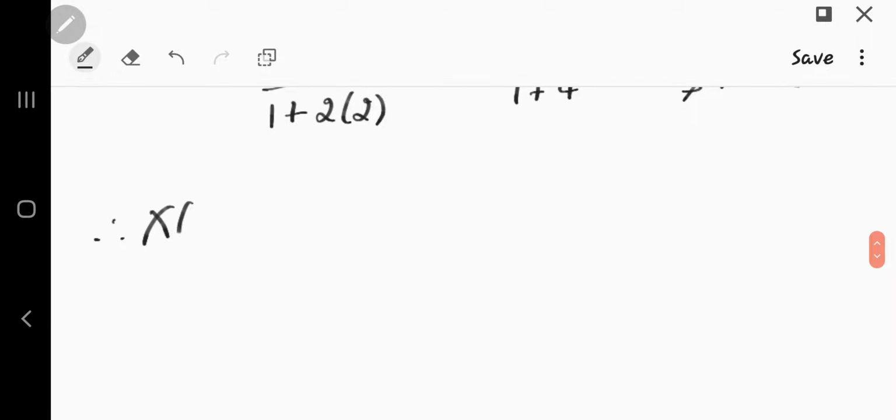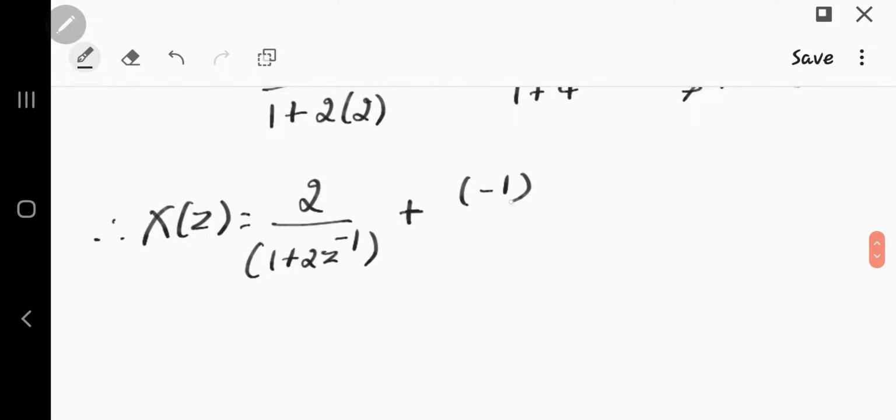Therefore, X(z) is equal to, the first value, k1 value is 2, divided by 1 plus 2z inverse, plus minus 1 divided by 1 minus 1 by 2 z inverse.